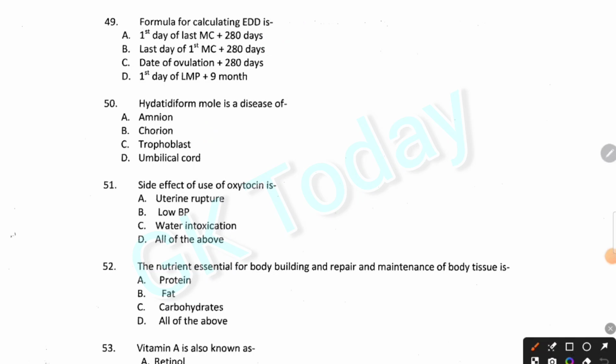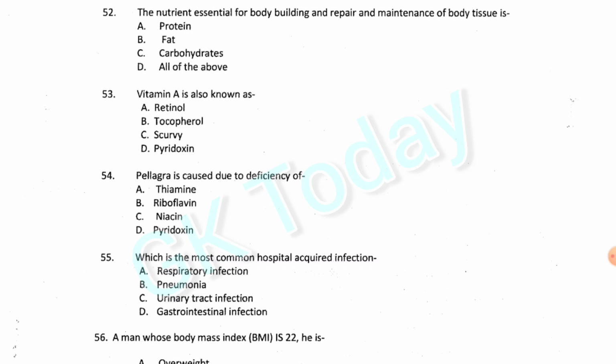Question number 51. Side effect of use of oxytocin is all of the above: uterine rupture, low BP, water intoxication. Question number 52. The nutrient essential for bodybuilding and repair and maintenance of body tissue is protein.